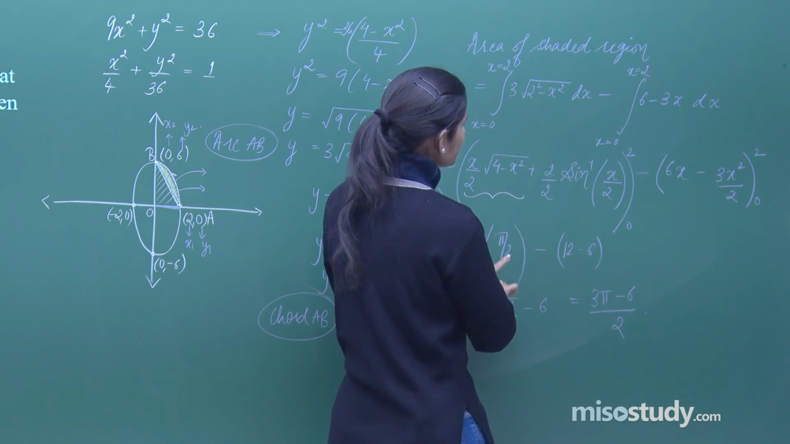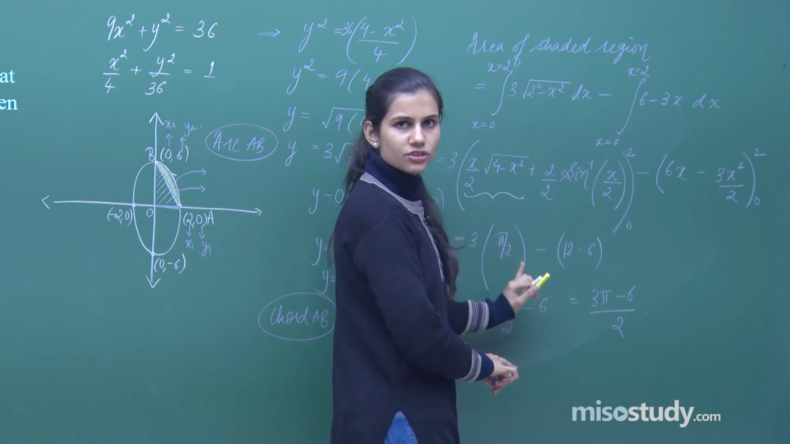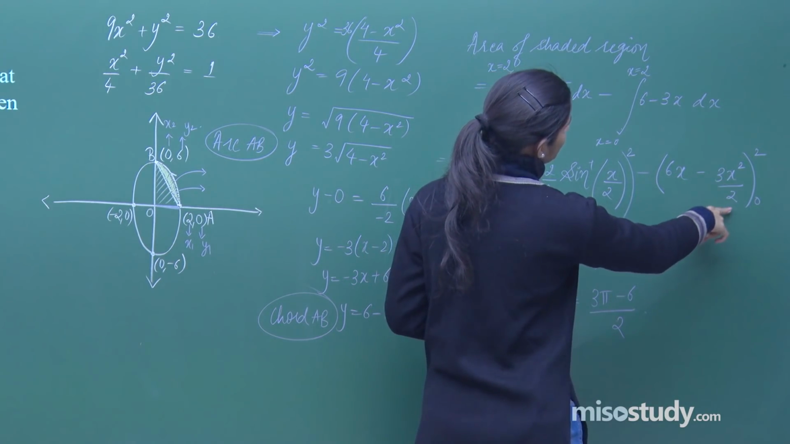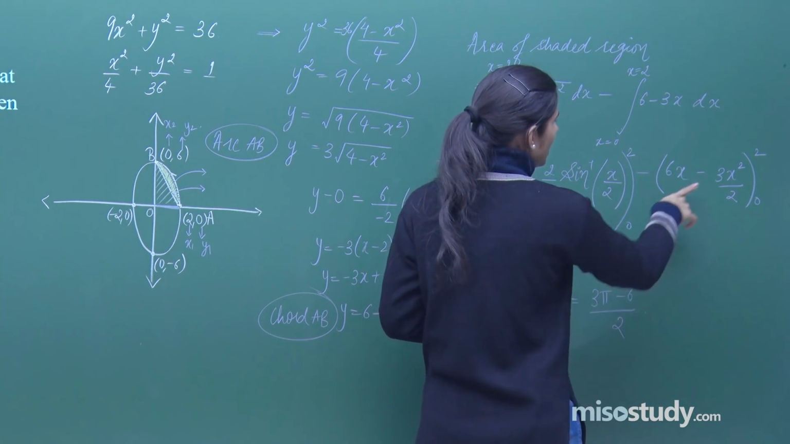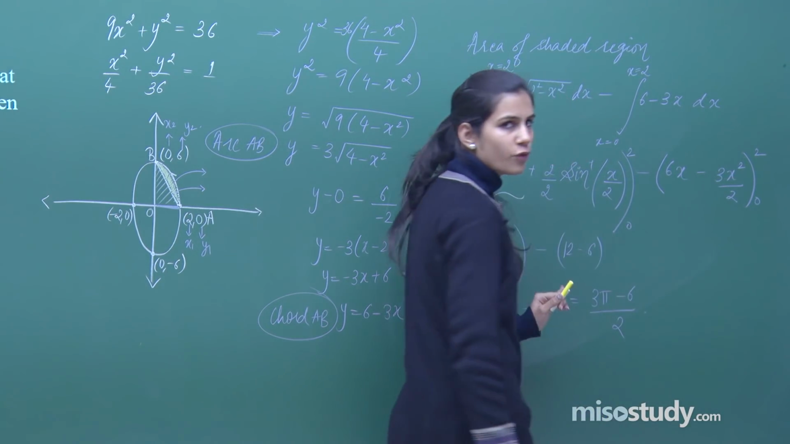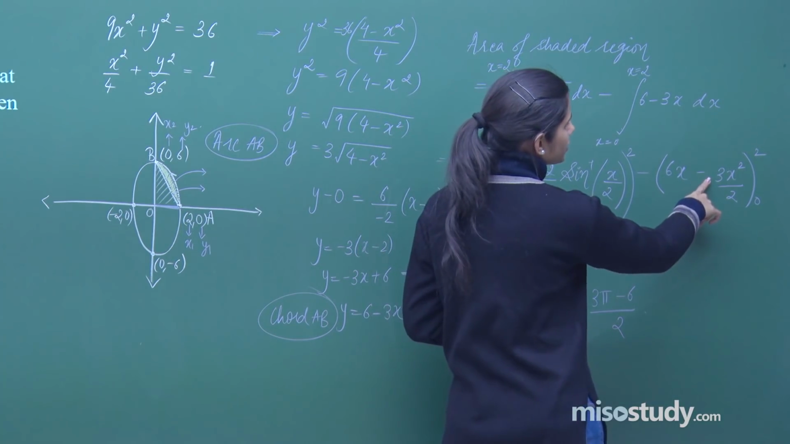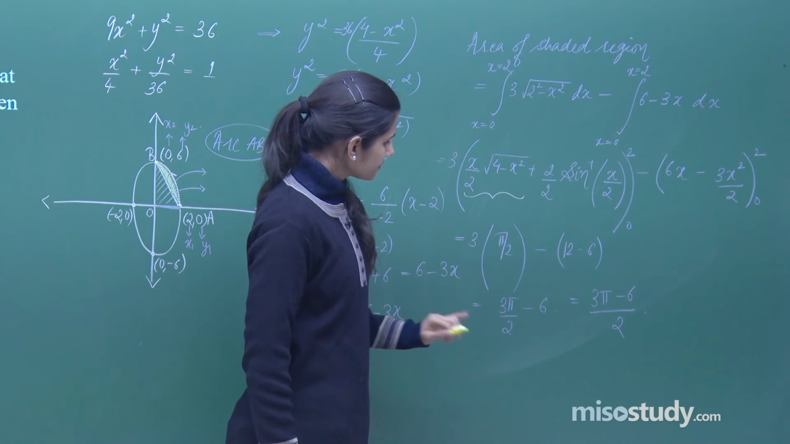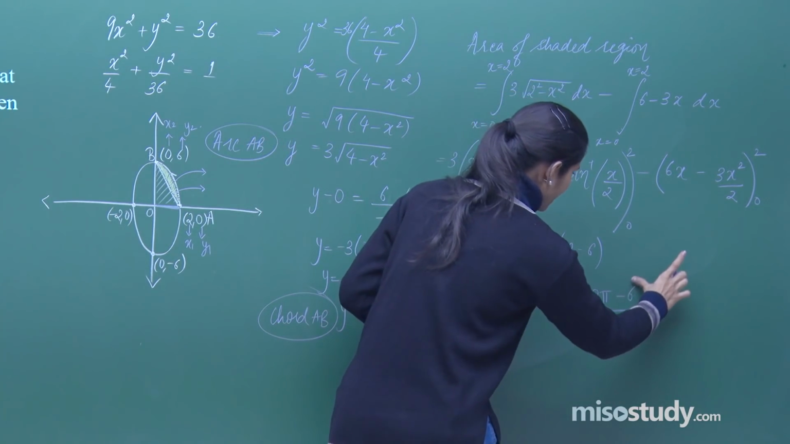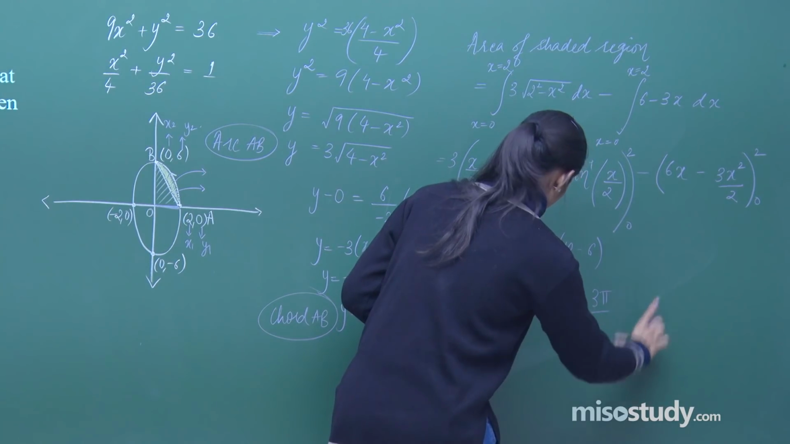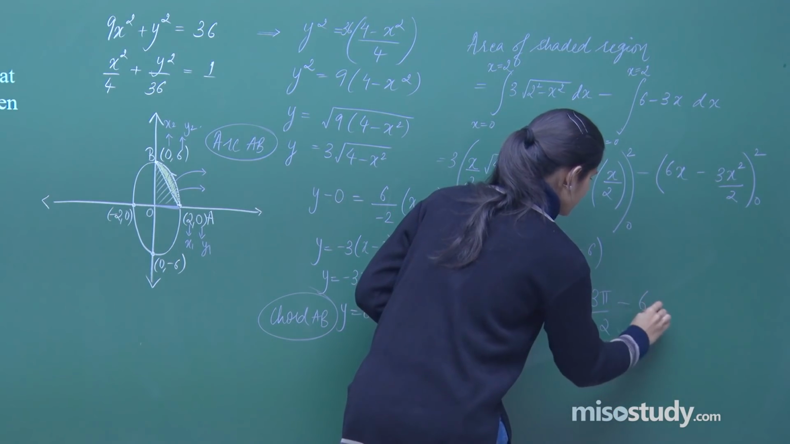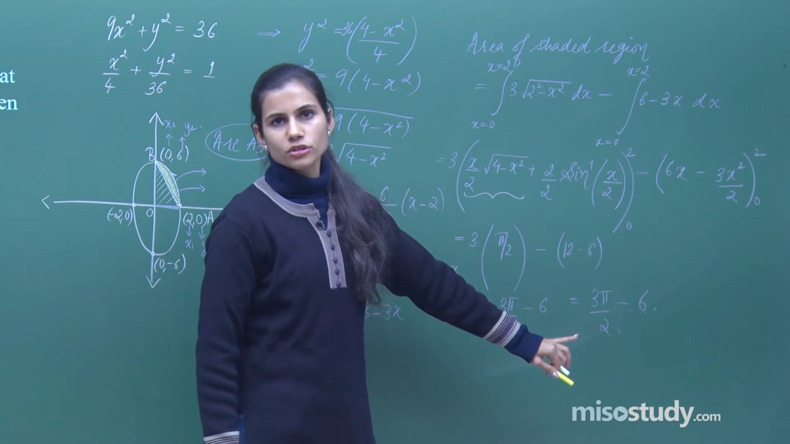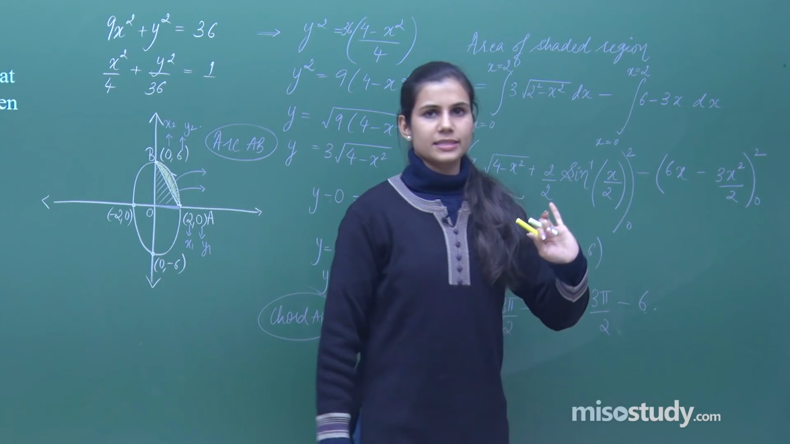This becomes 3 times pi by 2 minus 0, so it is just pi by 2, and this is minus 6x minus 3x square by 2, so this becomes 6 into 2, 12, minus 3 upon 2 into 4, right? 4 into 3 is 12, 12 upon 2 is 6, so 12 minus 6 gives you 6. Is it clear? This becomes 3 pi by 2 minus 6. Of course, this will be 3 pi minus 12 whole upon 2, rest it would be 3 pi by 2 minus 6, that is it.